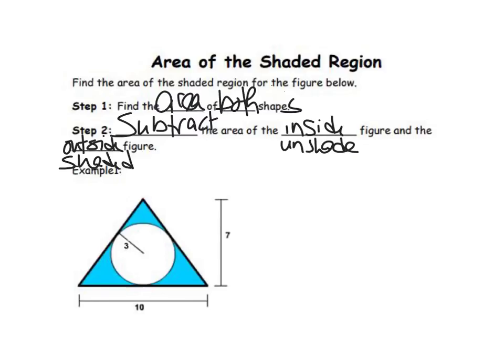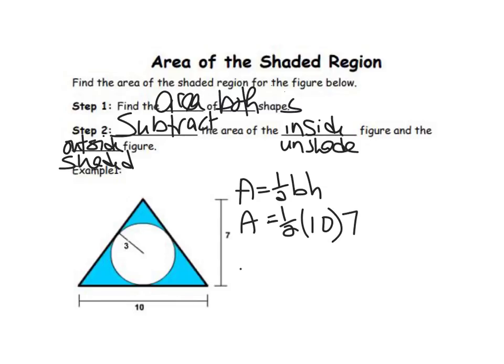Okay, so let's go ahead and find the area of the triangle first. The area of the triangle is half of base times height. In this case, you don't have missing information. So the base is 10. The height is 7. So I could do half of 10, which is 5. 5 times 7 will give us 35. Okay, so that's the whole figure. Now we're going to find the area of the circle.